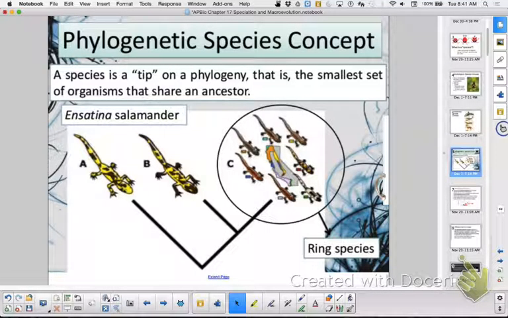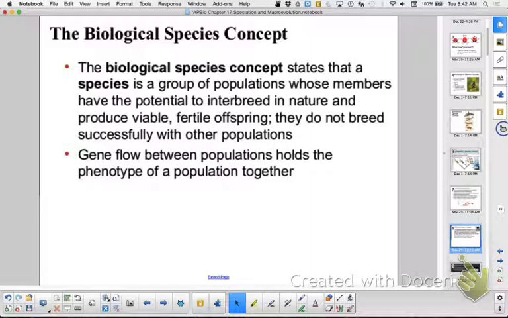So that's good for that. I'm not going to beat that horse, but we will go over it a little bit later. So the advantage is it does not rely on morphological traits; it looks at DNA. Then the biological species concept. I'm going to have Slate go ahead and explain the biological species concept.